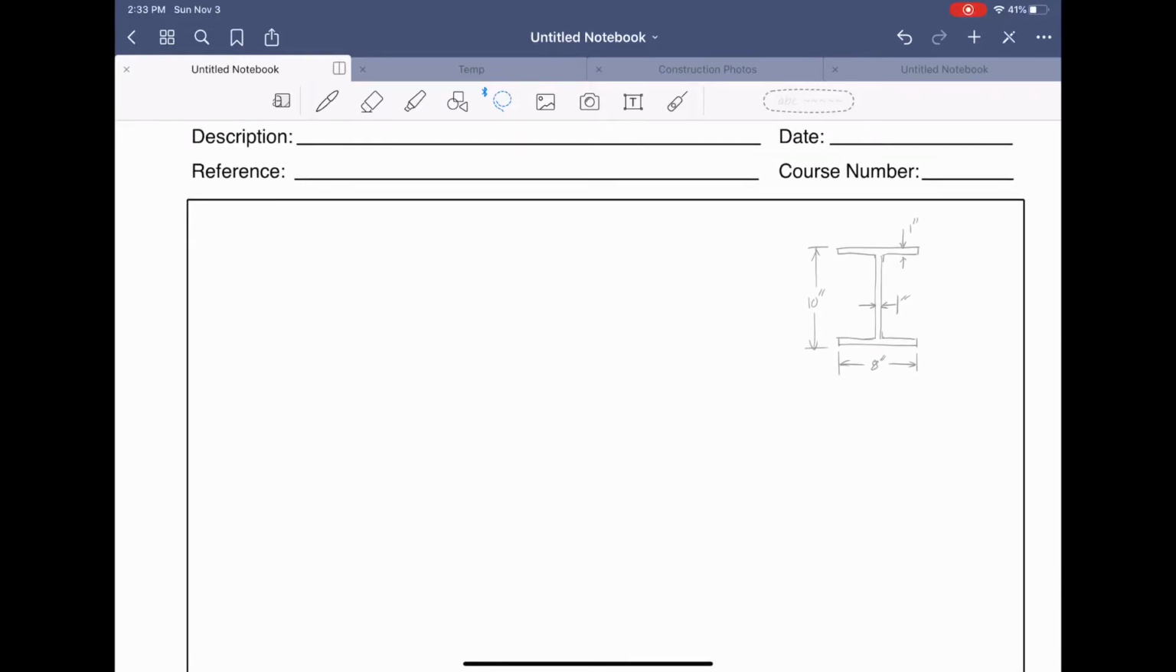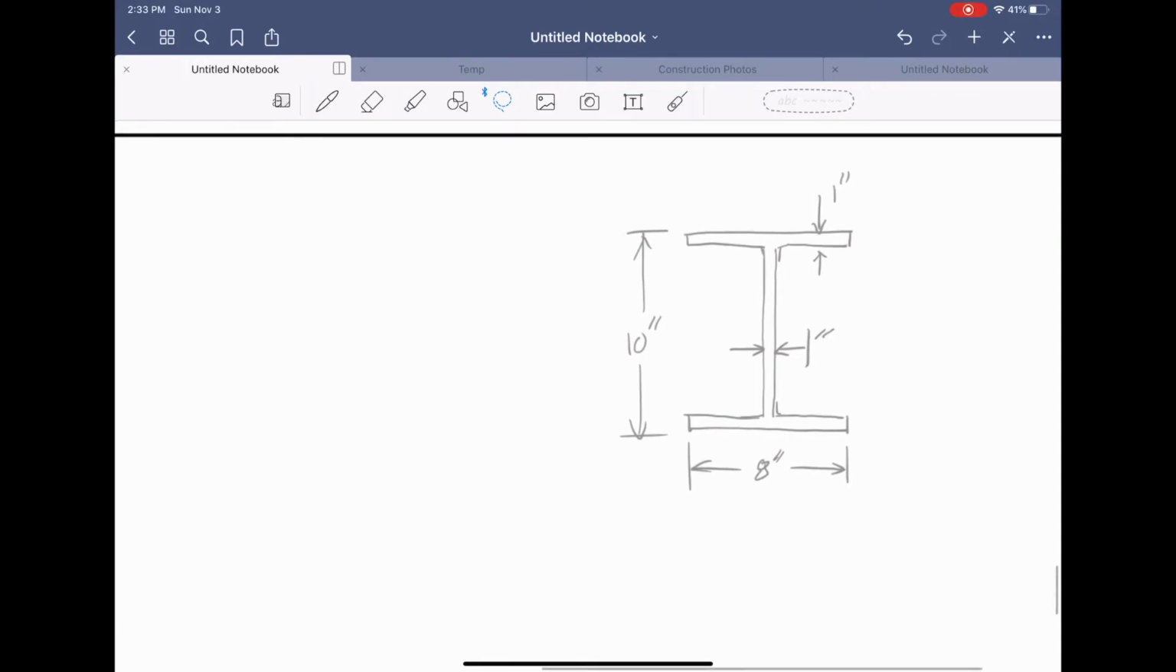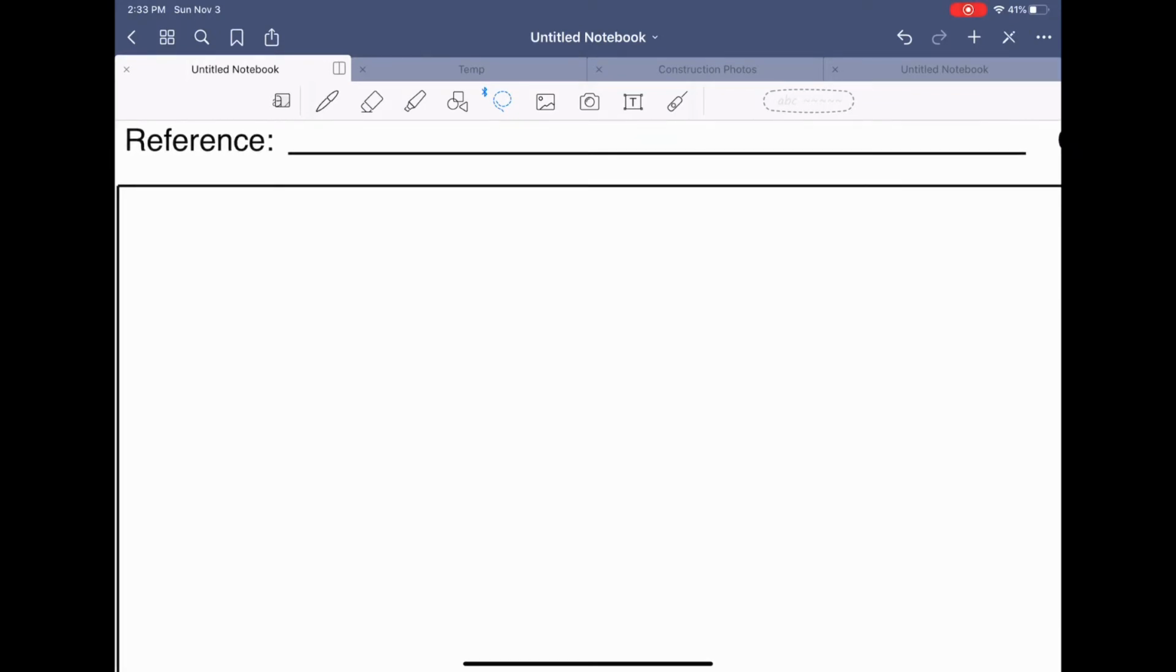Hi, today we're going to go over shear stress, and we're going to graph the shear stress throughout this I-beam right here. So the question would be: graph the shear stress of the steel beam. So in order to get the shear stress, let's go over what we need.